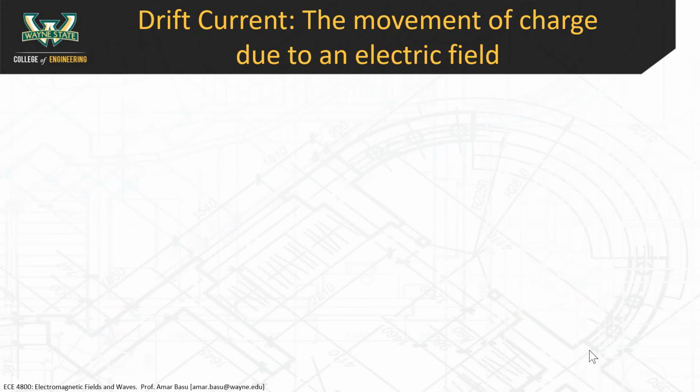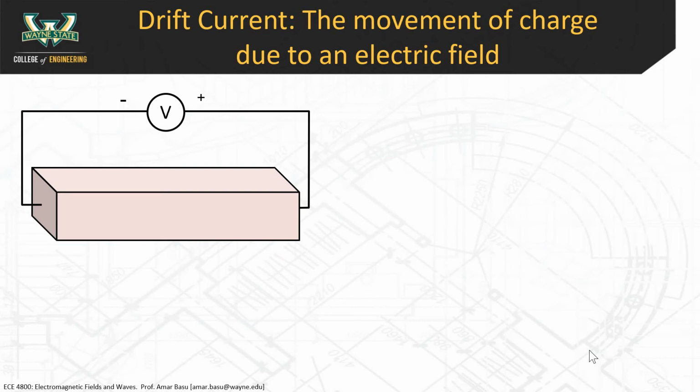All right, let's get into talking about drift current now, the movement of charge due to an electric field. So we're going to look a little bit more at the details of this, in case you're wondering how the charges move, why do they move, what's going on in the material? This is one way to think about it. So let's say we have a wire, let's say a copper wire like this. It's not a perfect conductor, so it's going to have some resistance associated with it.